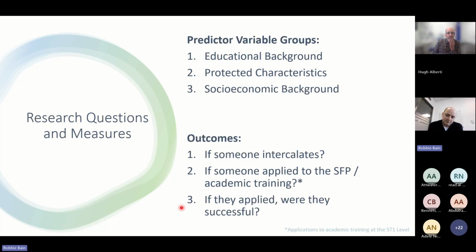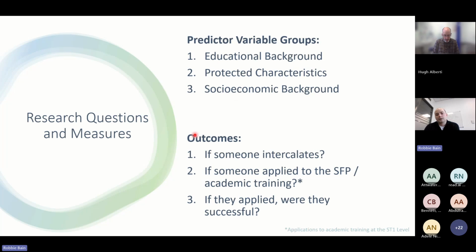And the way we approached this was by thinking about what could be the groups of predictors that predict if someone goes into doing a research or an early clinical academic opportunity. We looked at people's educational backgrounds prior to medical school, so, for example, the school you went to prior to entering university, and if you went to a private school, people's protected characteristics, so things like gender, ethnicity, and disability status, and then also socioeconomic background as well.